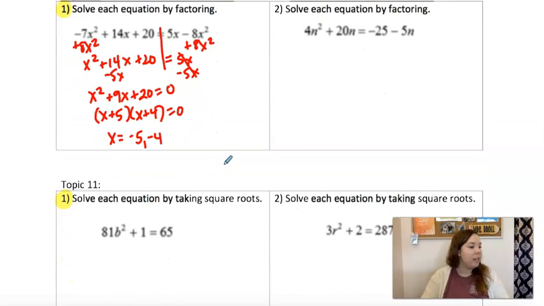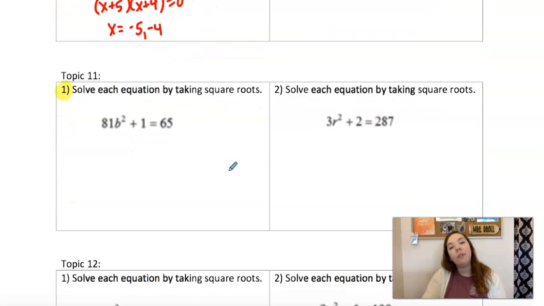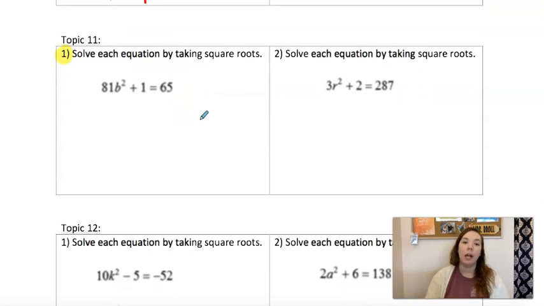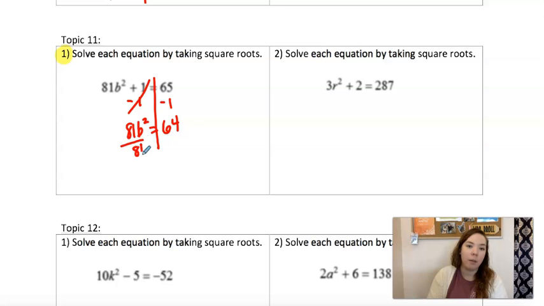All right, solve by taking square roots. This method only works if you do not have a middle term. In this case, we don't have a b term. We just have b squared and a constant. But I can solve by square roots by just solving for b, essentially. So I'm going to start by subtracting 1 from both sides. That's 64, and then I'll divide by 81 on both sides.